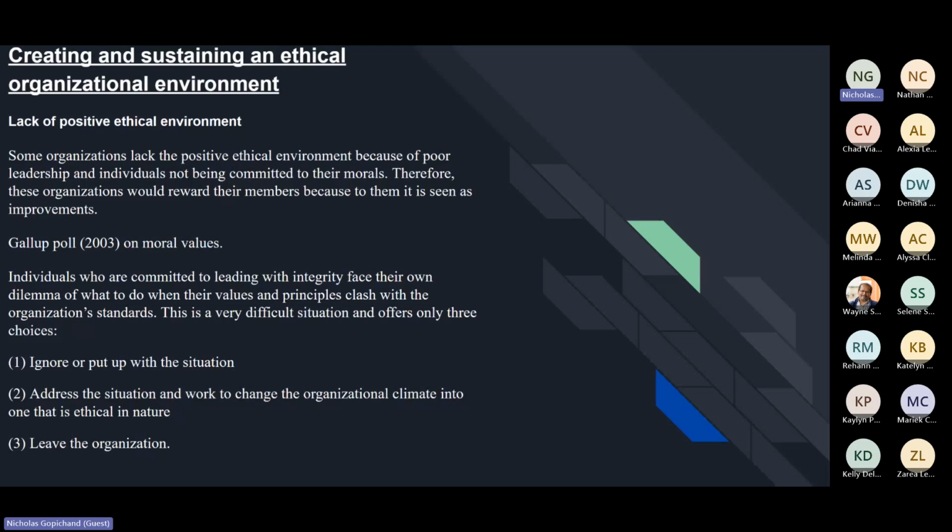So now what about the leaders? What about the leaders who actually follow all the rules and standards? Leaders who are committed to leading with integrity will face their own dilemmas of what to do when their values and principles clash with the organizational standards. This leaves them in a very difficult position and only offers them 3 choices.